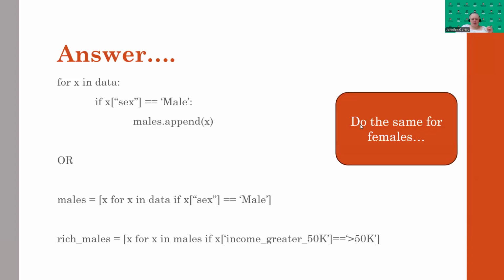You're going to go through this same exercise, but for the females. So what you'll end up with is females equals X for X in data if sex equals female, and then rich females equals X for X in females if X income is equal to greater than 50K. Any questions on going through those lists and sorting them how I want them? Any questions so far?